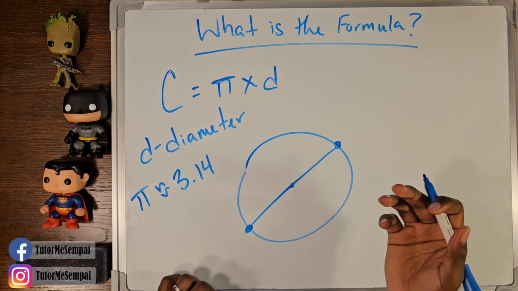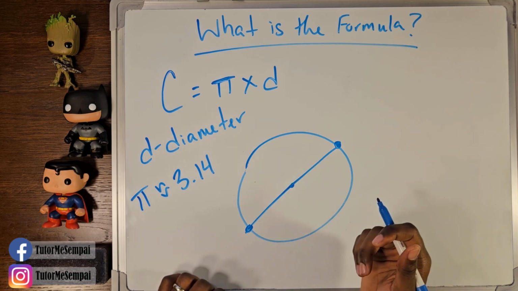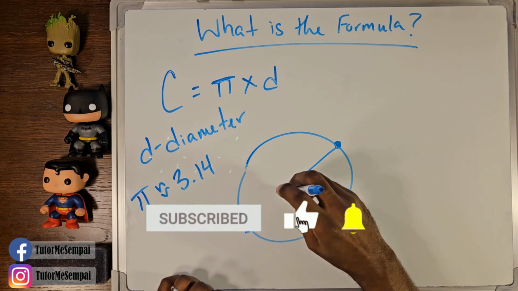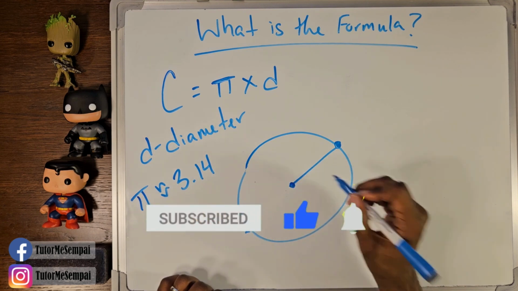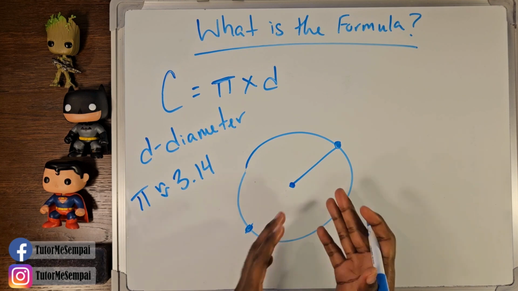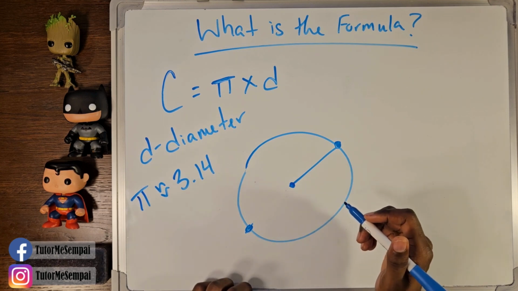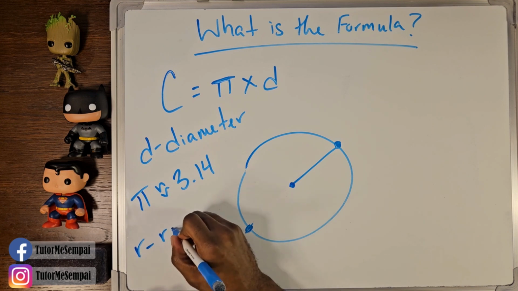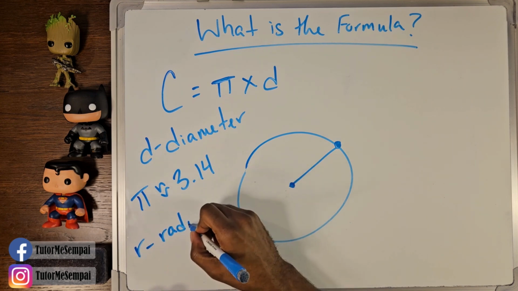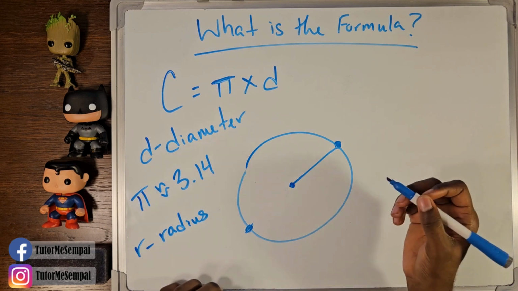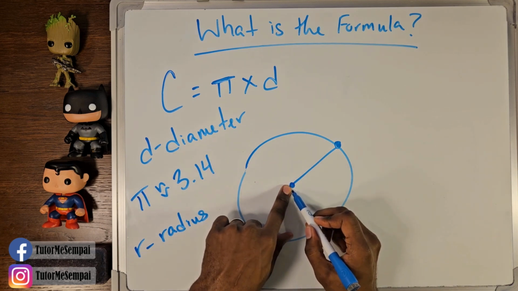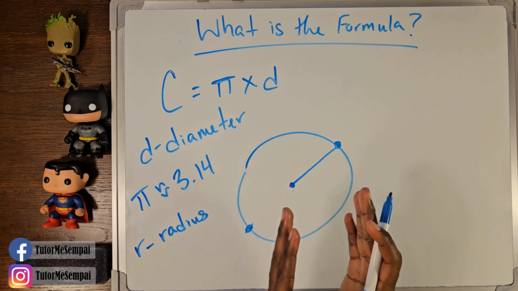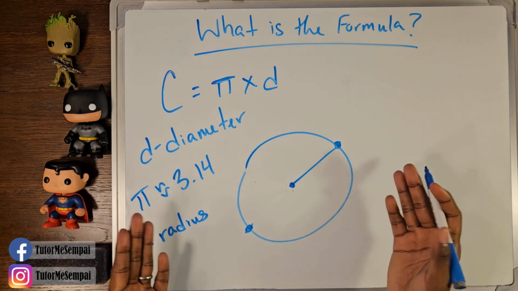But what if we're not given the diameter? What if instead we're given something like this? So instead of the full diameter, we're given this. What is this called? Well, this is the radius. The radius. And your radius is going to be the distance from the center of your circle to any point on your circle. And this is always going to be half of your diameter.